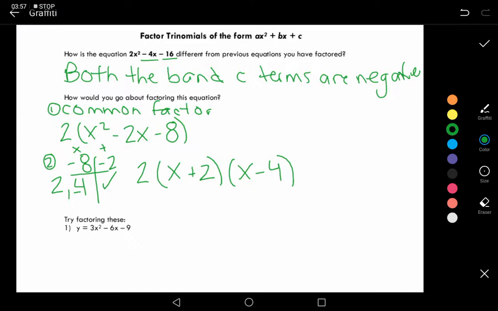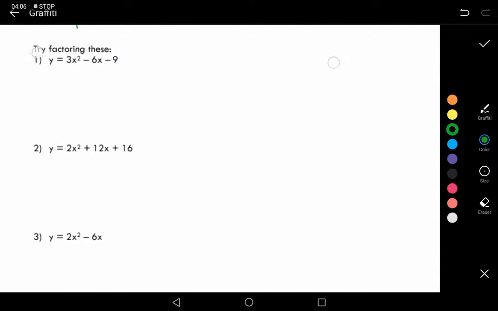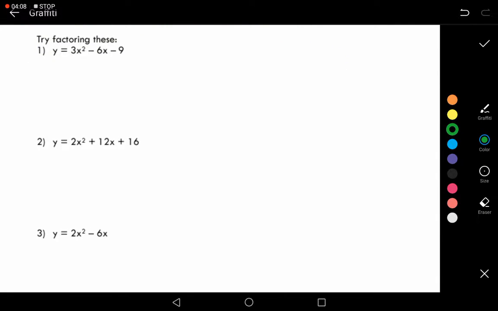Okay, so let's try a couple more of these factoring examples just to kind of hopefully bring that all together for you. Okay, so it says try factoring these. So the first one is 3x² - 6x - 9. So again, the very first thing that we need to do is we need to try to common factor. So again, I can't take an x out of 9. So I know that I have to look at the coefficients. So I have 3, 6, and 9. So right away I should think, okay, awesome, I can factor out that 3.